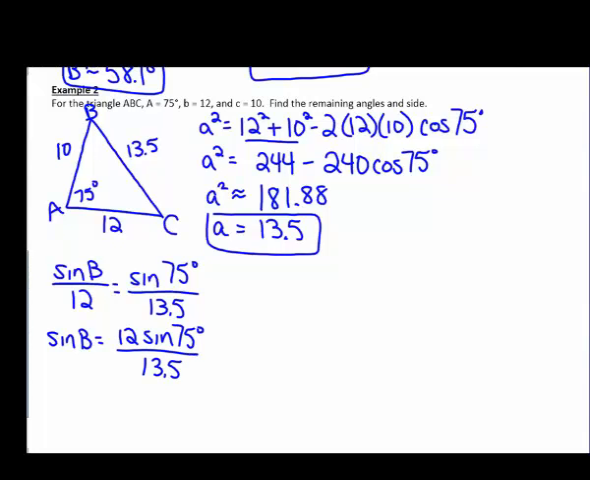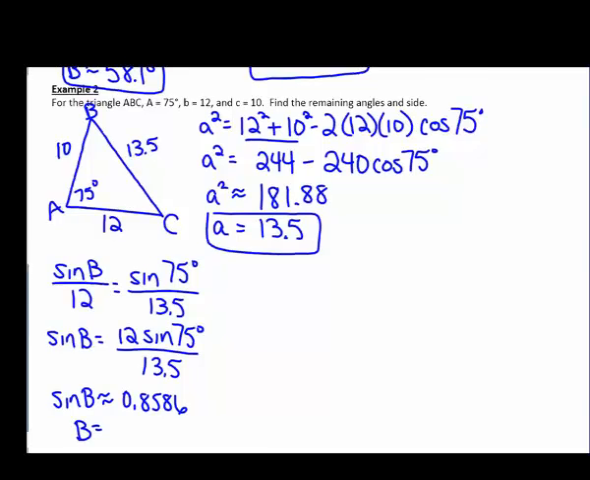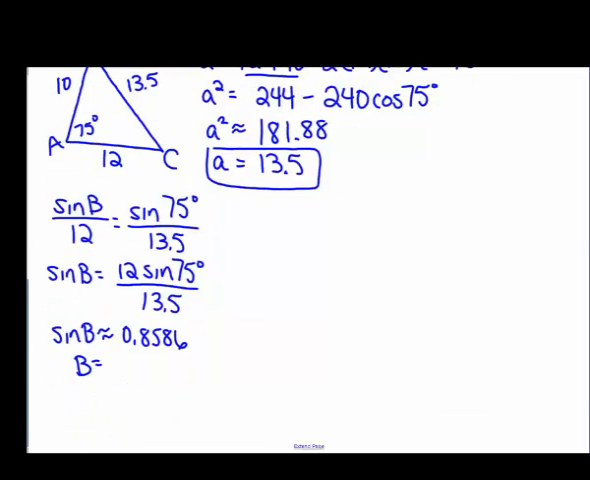And then you can plug that into the calculator. Make sure you do 12 first, and then times sine of 75 degrees, and then you can divide that whole thing by 13.5. And so when you do that, you end up with a decimal of approximately 0.8586. Again, that's going to keep on going. And then we use our inverse function for sine. So we hit second sine and plug in our answer, and we get about 59.2 degrees.